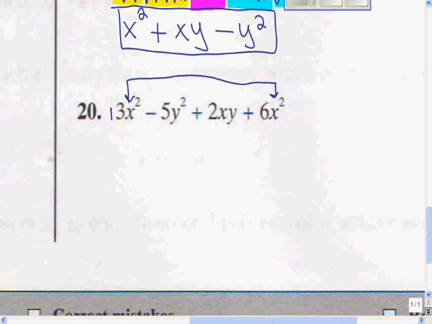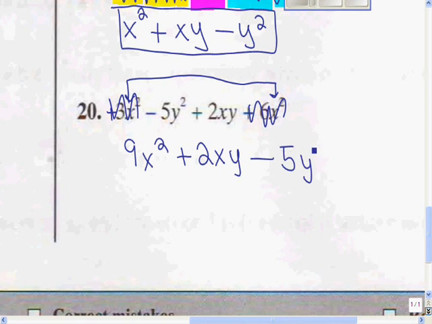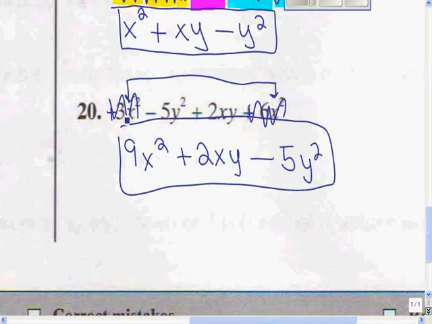So we notice that both of them are positive. So that means I'm going to add them. 6 plus 3 is 9x squared. So I'm going to cancel it out. And then what's going to go first? The y or the x? The x is going to go first because it's alphabetical order, remember? And x comes before y. And then the negative 5y squared is going to be all by itself in the back. And there, we're done with our checkup.